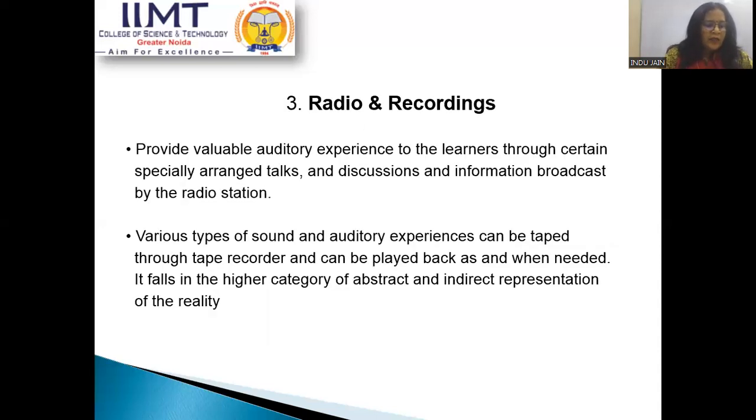Next one is radio and recordings. Radio and recordings provide valuable auditory experiences to the learner through certain specially arranged talks and discussions and information broadcast by the radio station. Here in radio and recordings, our ears are more involved than our eyes or any other sense organs. Various types of sound and auditory experience can be taped through a tape recorder and can be played back as and when needed.